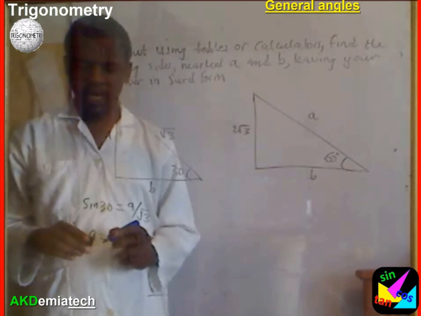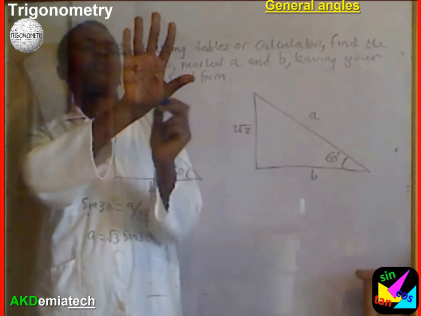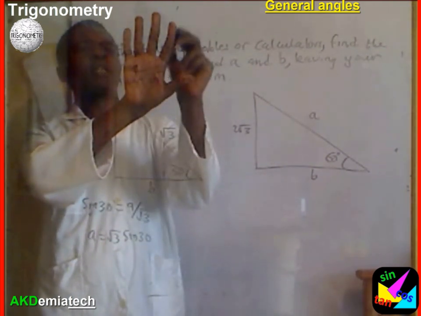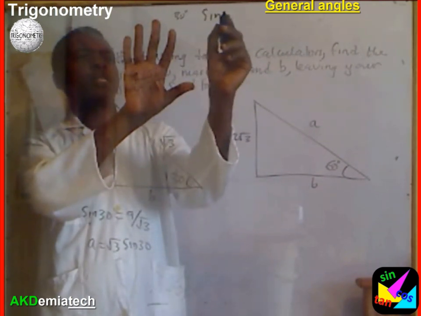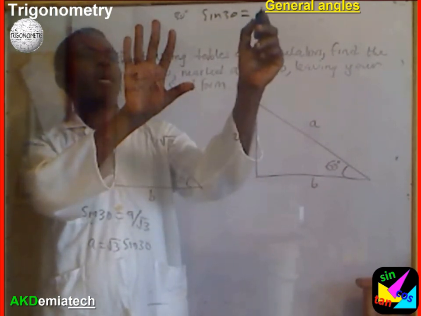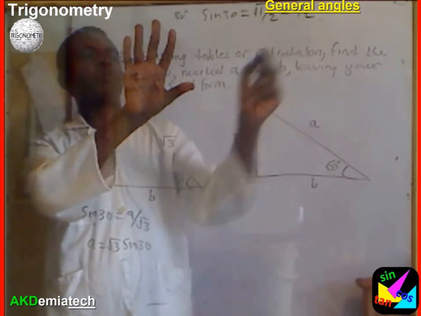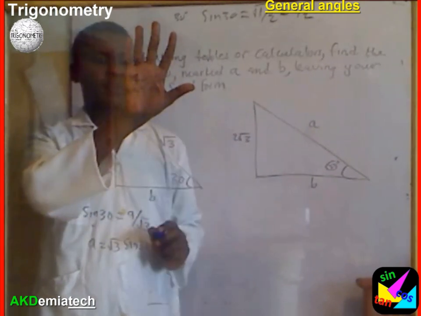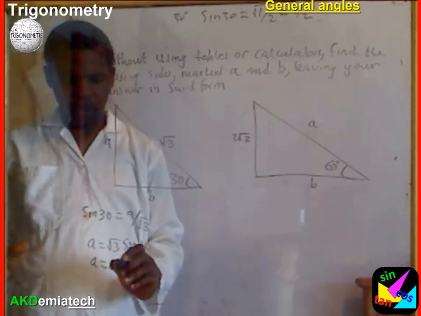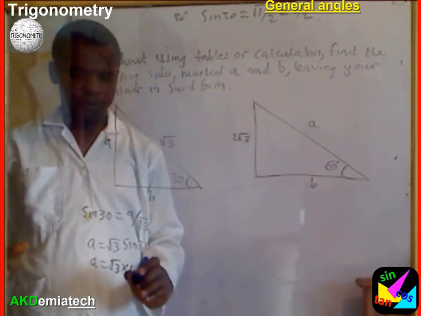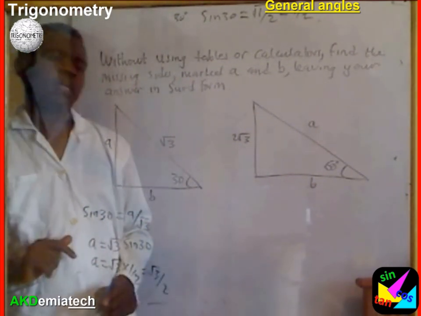Now, what is sine 30? So you remember our trick with the fingers. This is 0, this is 30 degrees here. So I count the number of fingers this way. Sine 30 will be equal to square root of 1 divided by 2, which is equal to 1 over 2. So sine 30 is half. Then I'll have A is equal to root 3 times half, which will give me root 3 all over 2. That is A.